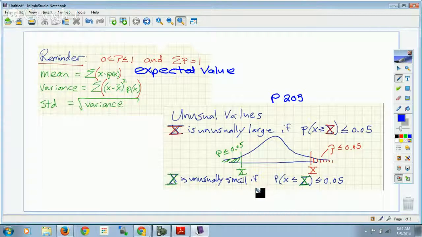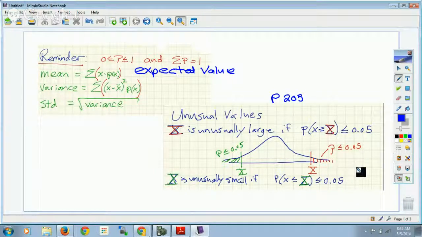Something can be unusually small, like the probability of being 3 feet tall in the United States. We'll find that less than 5% of the population is less than 3 feet tall. So that would be an unusual measurement in that context. And again, unusual values are things that mark a tail, and that tail and all the probabilities in there add up to something less than 0.5. All the probabilities in this right tail add up to less than 0.5.